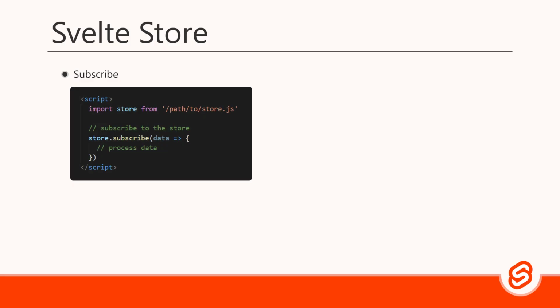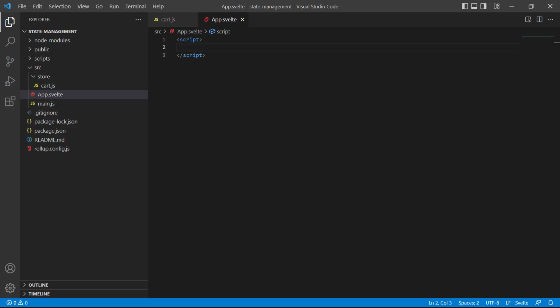Once we have a store, we can read its data by subscribing to it in any component where we want to use that data. Subscribing creates an ongoing subscription to the store that will read its data and inform us of any changes to it. To subscribe to a store, we use the subscribe method on an imported store. The method takes a callback as its argument, where we process the data. As an example, let's subscribe to our cart store in the root app component.